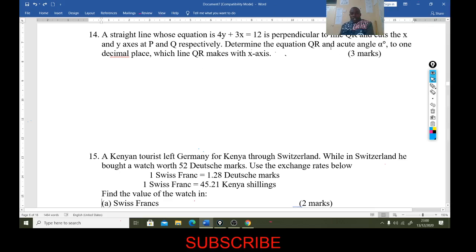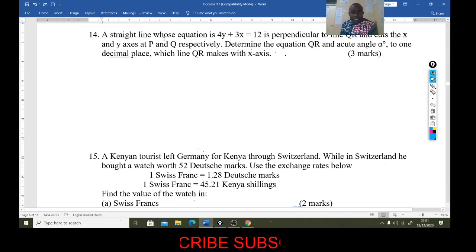So first of all, we need to find the equation of QR. For us to find the equation of QR, remember this equation is the one that cuts the x-axis and y-axis. So we need to find the gradient of this equation, because we use the perpendicular property to find the gradient of QR.